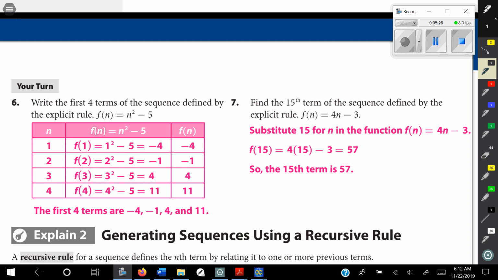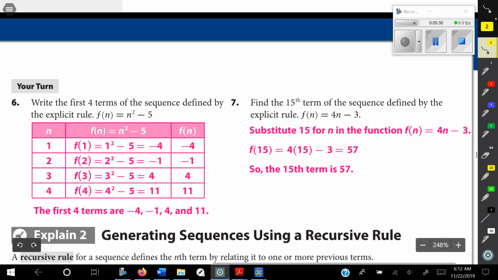Okay, so this should be your answer. For the first 4 terms, you should get -4, -1, 4, and 11. And then for this number 7, you should get 57. And that is generating a sequence using an explicit rule.